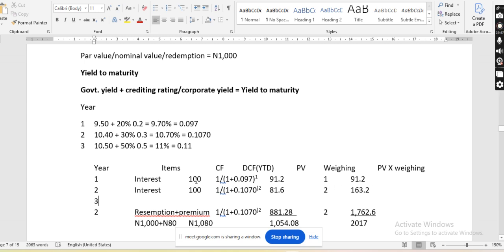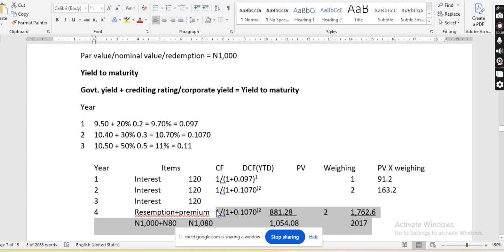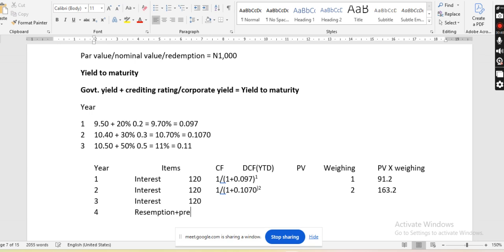Three. So this still remains the same, 120. Your yield to maturity, your DCF and your weighting will still remain the same. So no change. Your PV will change as a result of the change in interest rates. While you are copying and pasting, please always check again. It's very important. This is the third year. Interest, year 4, so this will be redemption or the nominal value. Let me just clean this up. Class, are we still together?